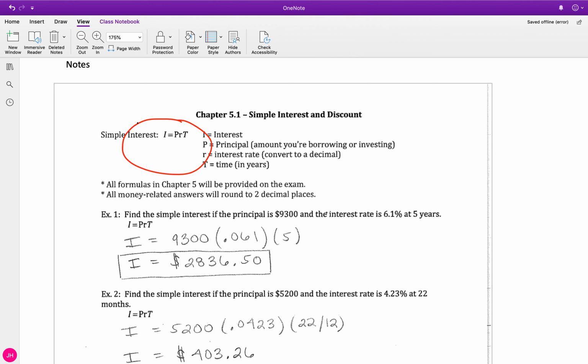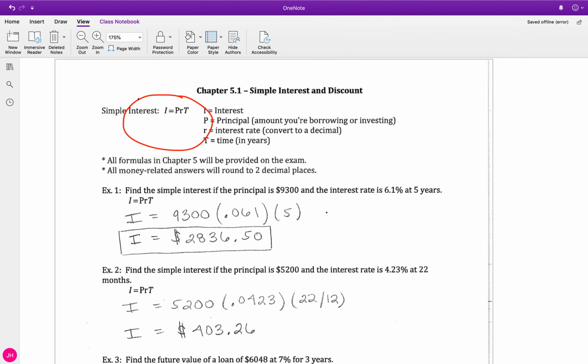Our next sections are going to deal with money. We're talking a lot about money. A couple things. All the formulas are going to be given to you. They're going to be right in the problem, so you don't have to worry about memorizing them. You'll see that in the homework, so you'll know what to expect when it comes time for quizzes and tests.